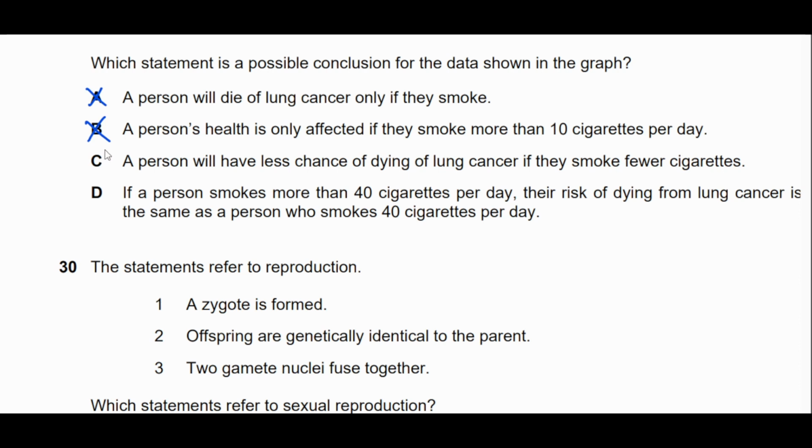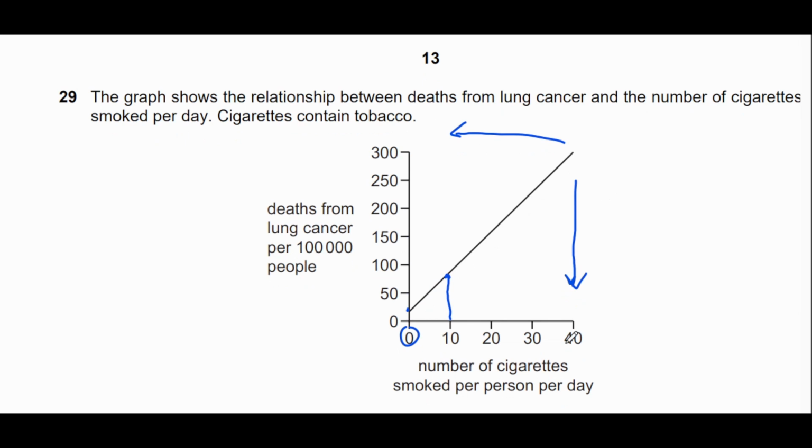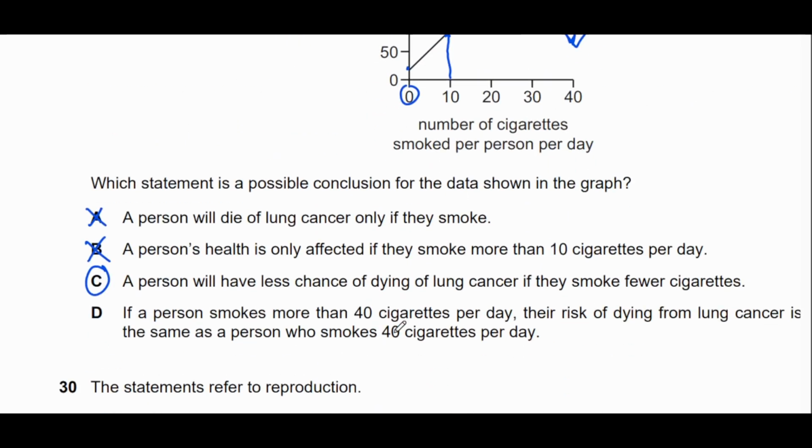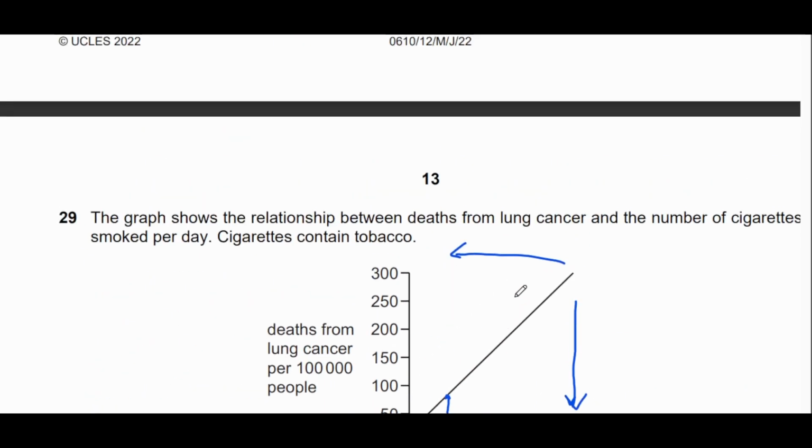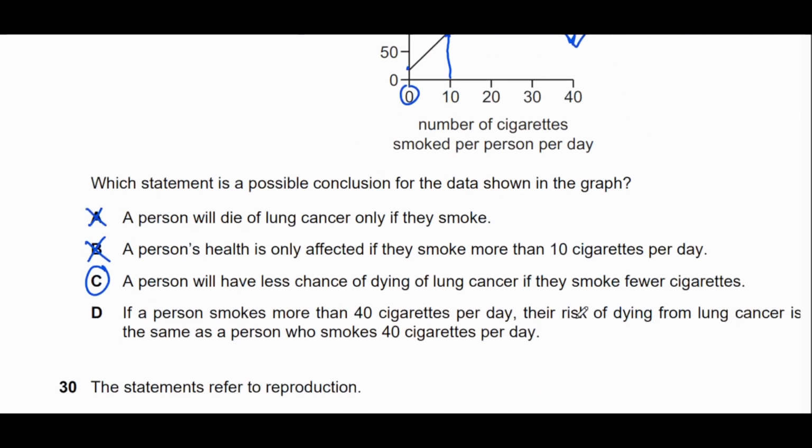It shows a relationship. D, if a person smokes more than 40 cigarettes per day, the risk of dying from lung cancer is the same as a person who smokes 40 cigarettes per day. So for this, you don't know if this is correct or not. It doesn't show on the graph, so therefore the answer is wrong. You cannot assume that the graph will continue going up like this. The graph may plateau or the graph may decrease, right? You don't know, so therefore D is wrong.